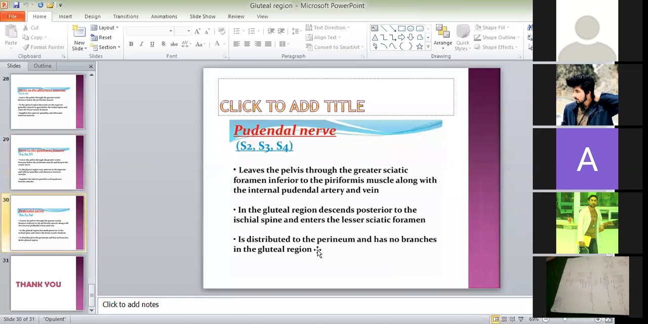Now we have pudendal nerve. Pudendal nerve has no special supply in the gluteal region. But here I would like to mention it mainly supplies the perineum. It leaves the pelvis through the greater sciatic foramen inferior to the piriformis muscle along with the internal pudendal artery and vein. Ye internal pudendal artery aur internal pudendal vein ke saath hamare saath greater sciatic foramen ke through pelvis se gluteal region aate hai aur phir gluteal region se jo hai na perineum jaate hai through lesser sciatic foramen aur wahan par iski main distribution hoti hai, it is mainly distributed into perineum and has no branches in the gluteal region. Clear?